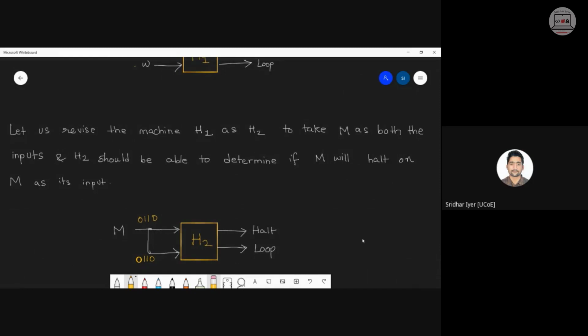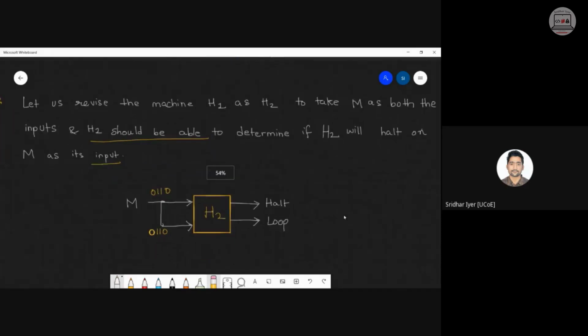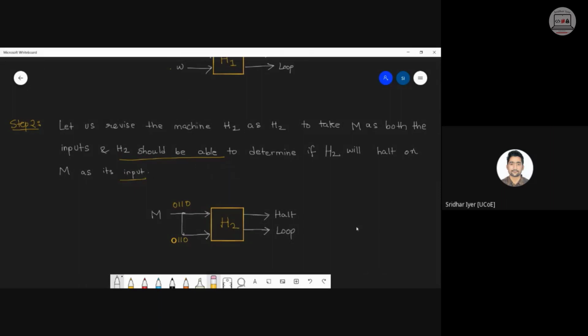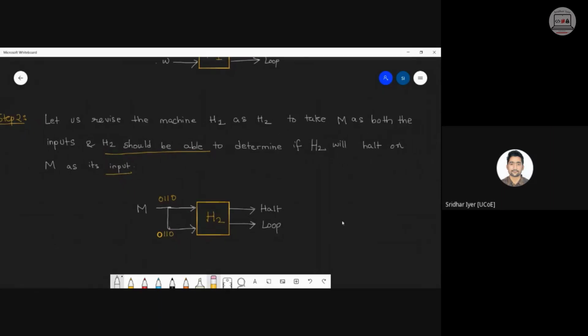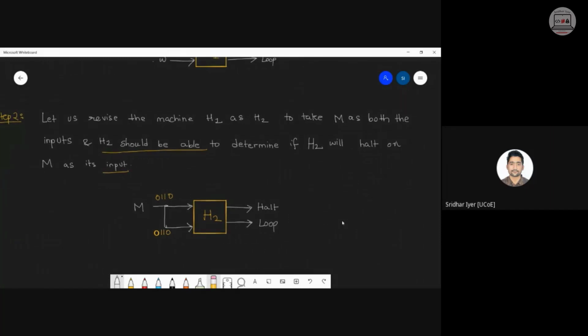So for the time being, we are assuming that we revise the machine H1 as H2 to take M as both the inputs. And now H2 should be able to determine if M will halt on M as its input or not. Just have a look now. What the problem is all about: we are now sending the same inputs to both the input channels. Now we will see whether H2 will halt on these inputs or not.